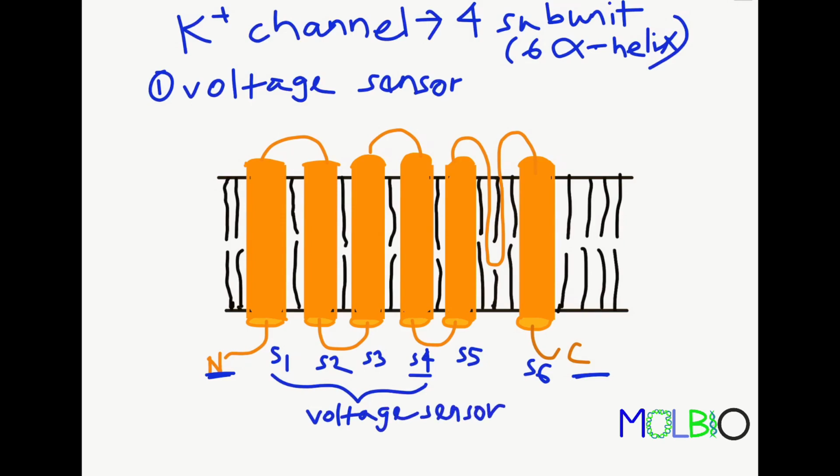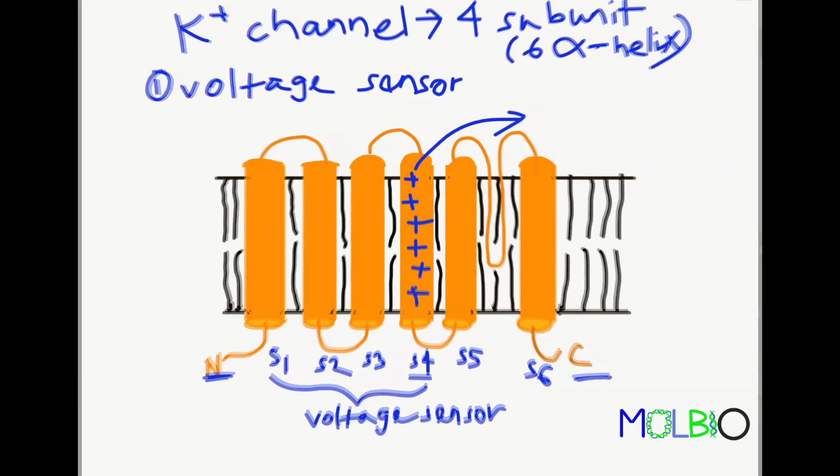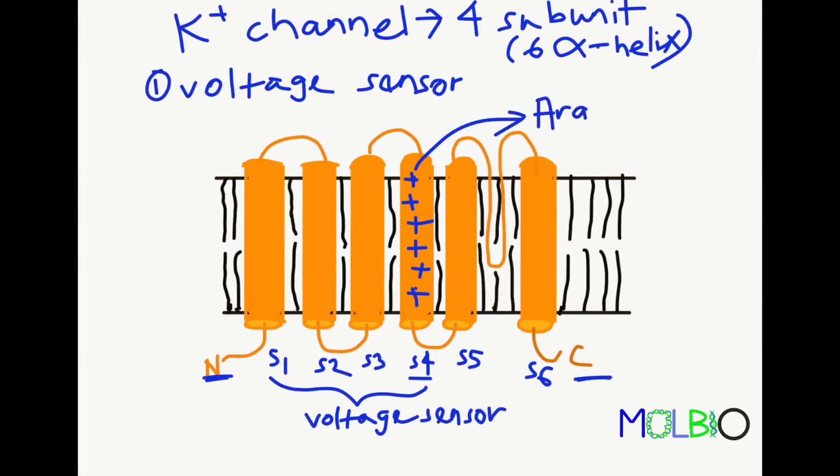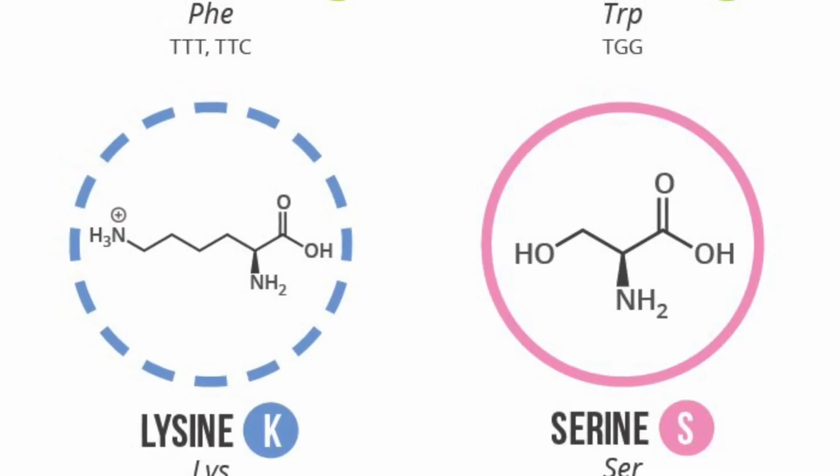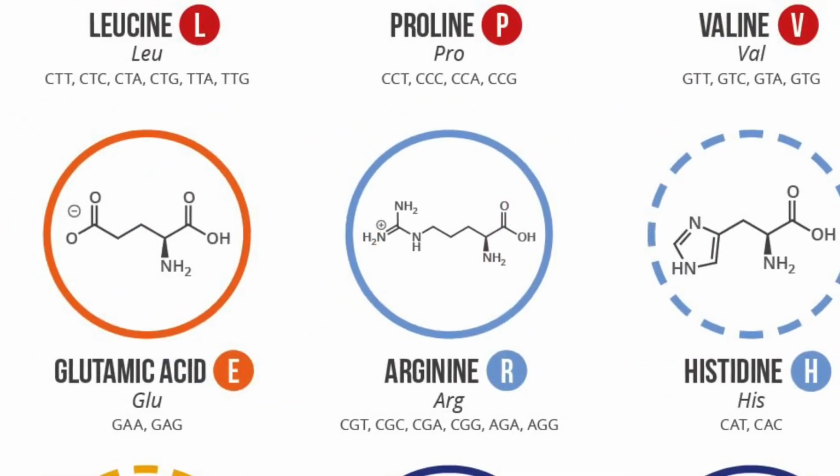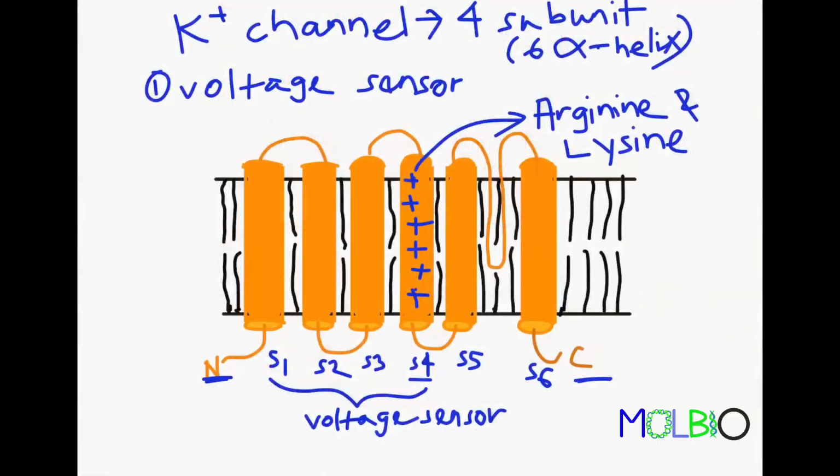In the S4 we have positively charged amino acids, and where does this positive charge come from? As I said, there are positively charged amino acids, namely arginine and lysine. They have positive charge on the nitrogen atom of their functional group, which gives the positive charge to the S4. Here we can see lysine has a positive charge, and so does arginine. These amino acids are present at every 3rd or 4th position in the S4 helix.